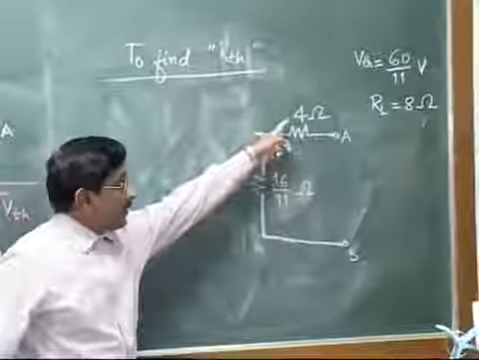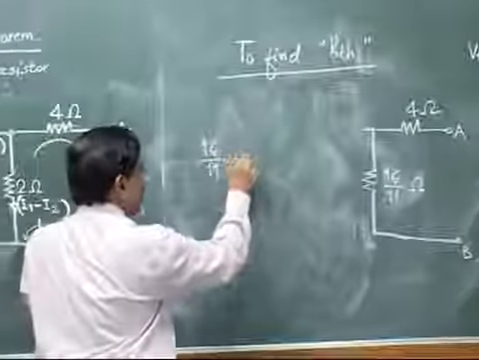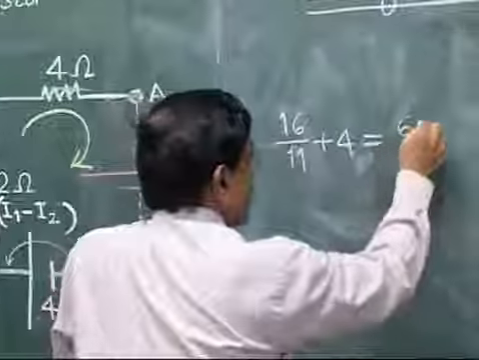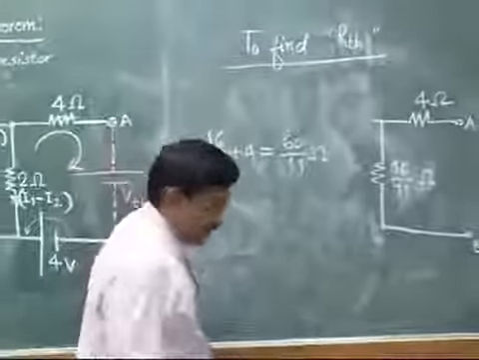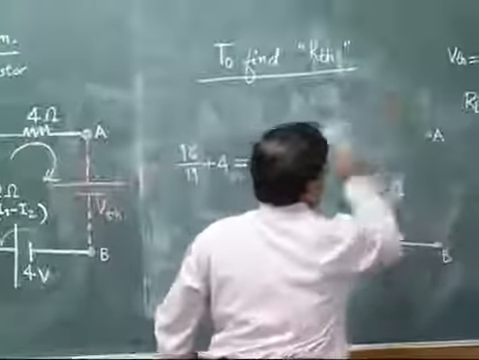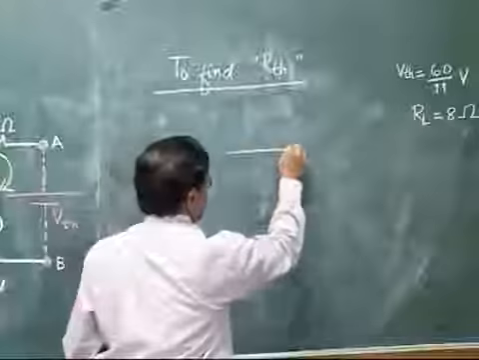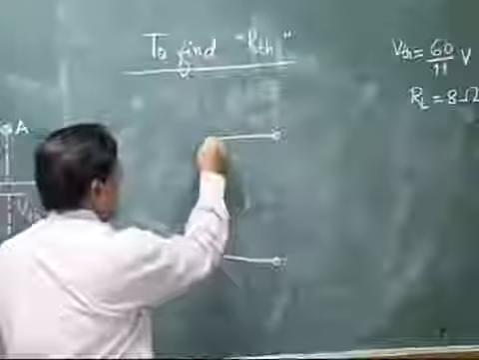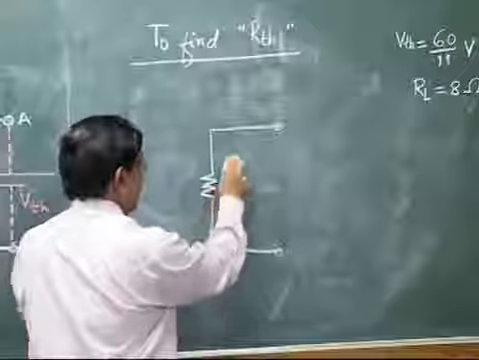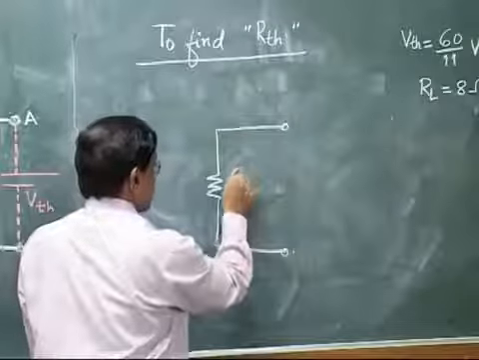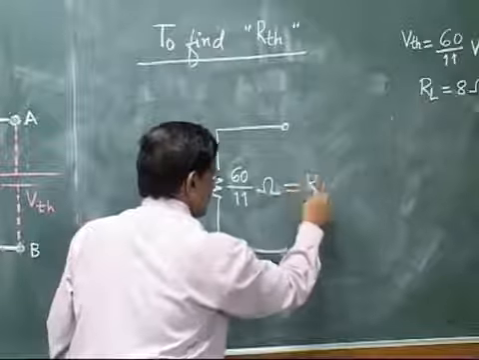And finally, one more simple calculation, that these two are in series. So 16 by 11 plus 4 will be giving you 60 by 11 ohm. Okay, so finally I can write this circuit like this. Our point A was here, our point B was here, and just one final value of resistance that we got as 60 by 11 ohm, and this is nothing but our RTH.